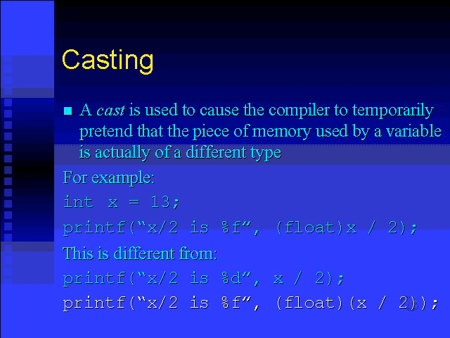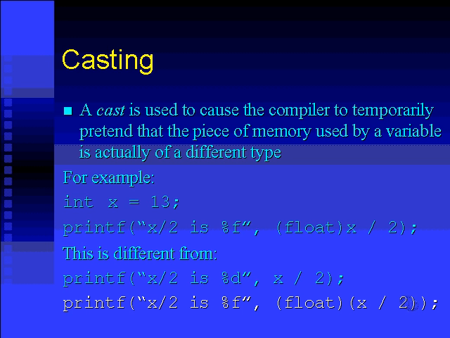So what I'm trying to get at is the thing immediately to the right of the cast is the entire answer of the expression x divided by 2, whereas in the previous example, the thing immediately to the right of the cast was the x. So the top example is correct. The bottom example is incorrect. Make sure you understand why.